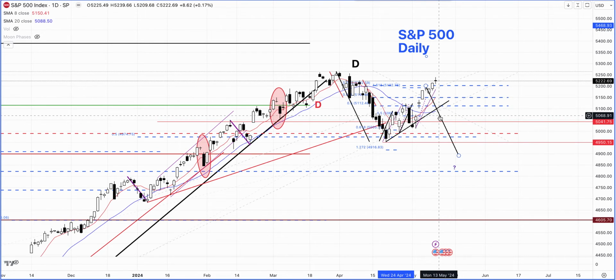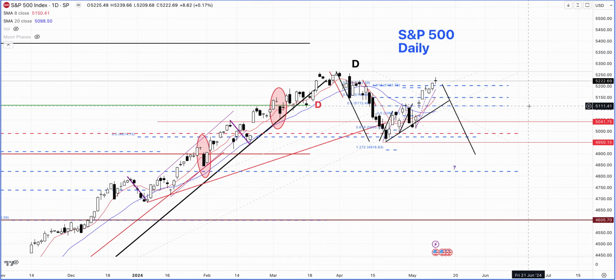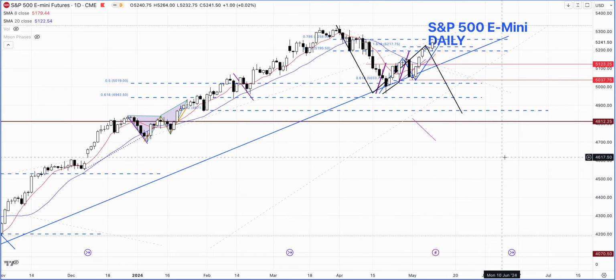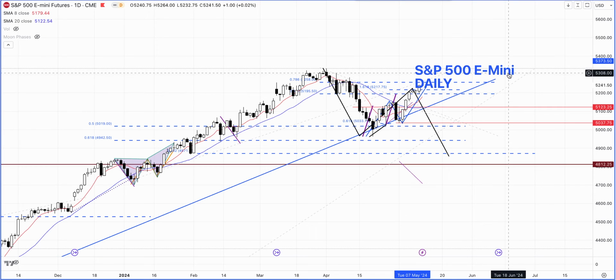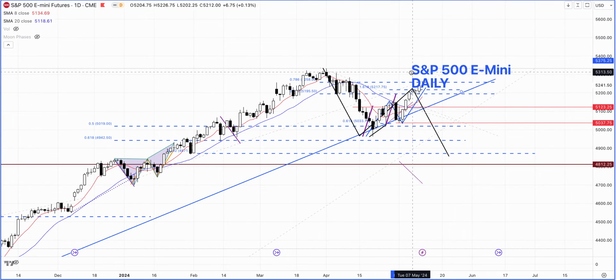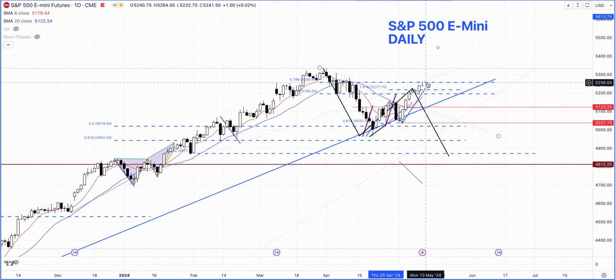So we were working with different scenarios in terms of how the correction could unfold. I think we'll do a deeper review of that in the weekend review. For now, I'll just show you that this is the cash market. But if you look at the futures market, it's a slightly different picture. What we can see is this market is just touching the 78.6% retracement. So the cash market is slightly higher, but the future is slightly lower.